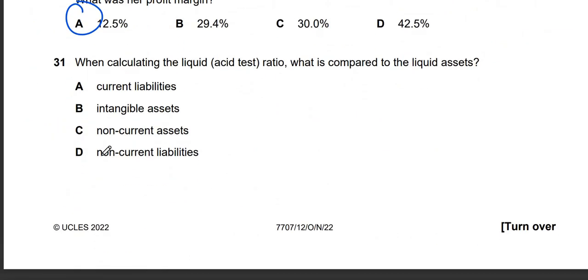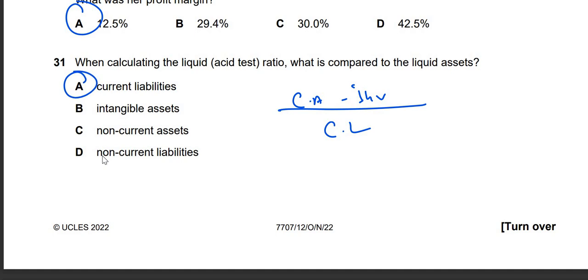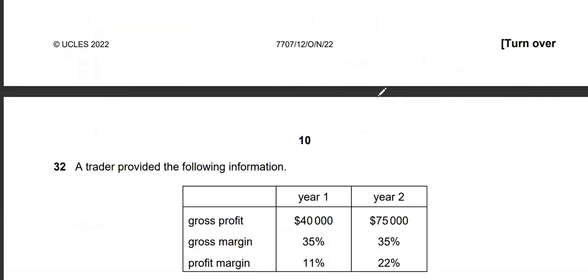Question 31. When calculating liquid asset test ratio, what is compared to liquid assets? So look, the formula to calculate liquid or acid test ratio is current assets minus inventory divided by current liabilities. So the answer is A. What is compared to liquid assets? It's current liabilities. These are liquid assets, these are current liabilities.